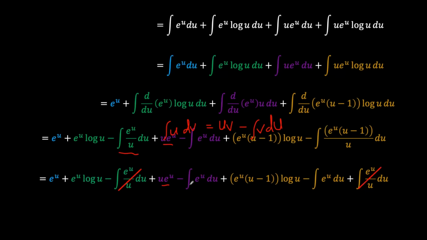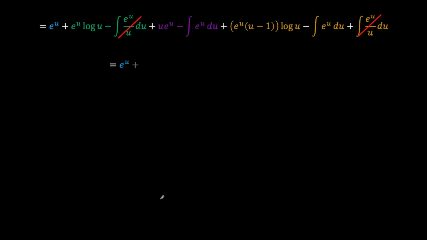There's a negative and there's a positive here, and so we are left with simple integrals. So we have this minus the integral of e to the power u, purple, minus the integral of e to the power u, yellow, and then we already have e to the power u here. That really makes things very easy for us, because now we have e to the power u, the blue, e to the power u log u, the green, and then e to the power u times e to the power u, purple here.